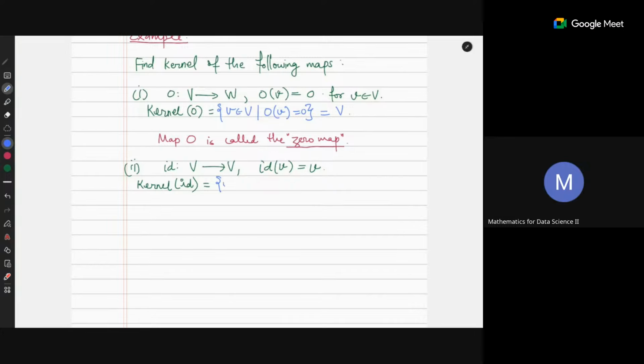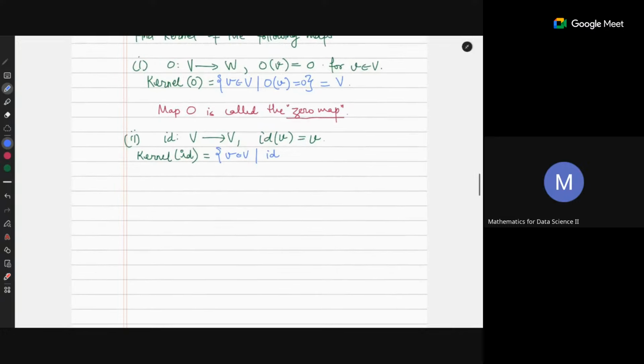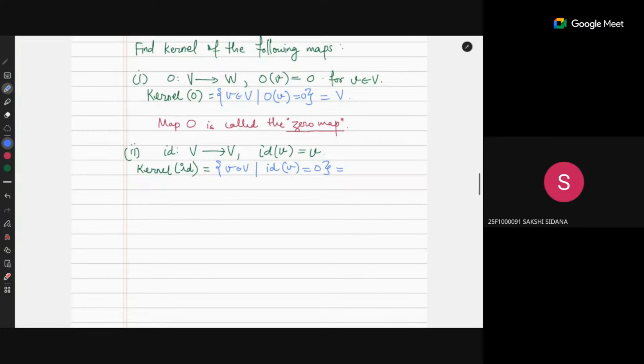Kernel is the set of all vectors in V such that the map of V is equal to 0.